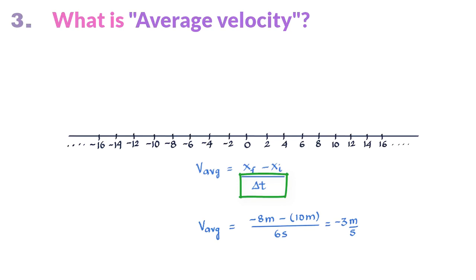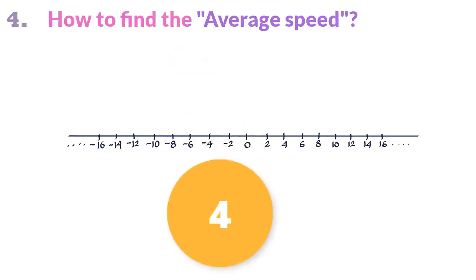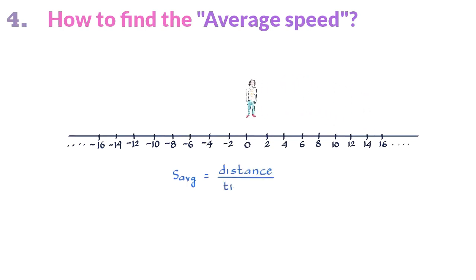Also, average velocity is determined only by the final and the initial position and has no relation to the actual distance traveled in time delta t. The next is how to find average speed. Well, it's quite simple. The average speed is the total distance traveled upon the time taken and given as total distance traveled divided by delta t. So speed is not a vector quantity and has no direction but magnitude only, hence a scalar quantity.